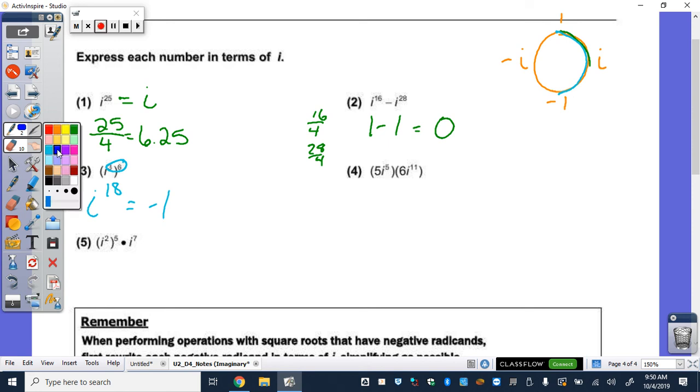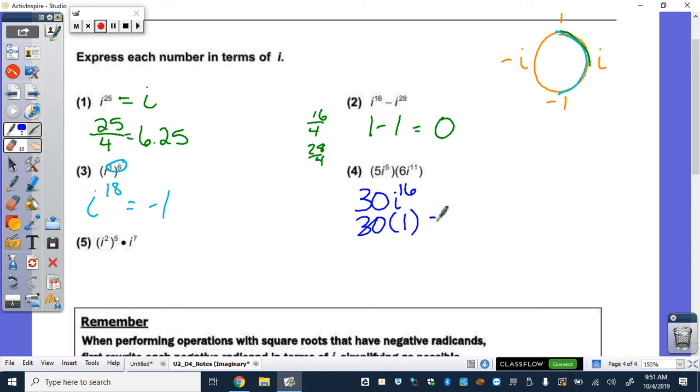All right, 4, let's multiply first. So 5 times 6 gives me 30. This is the one where we add our exponents, so 5 plus 11 gives us 16. So we got i to the 16th. So again, let's divide that exponent by 4. What do we get? 4, so that means it ends up on top, so that means i to the 16th simplifies to a 1. 30 stays as 30, but instead of being times i to the 16th, it's now times a 1. So we get 30 as our answer for that one.